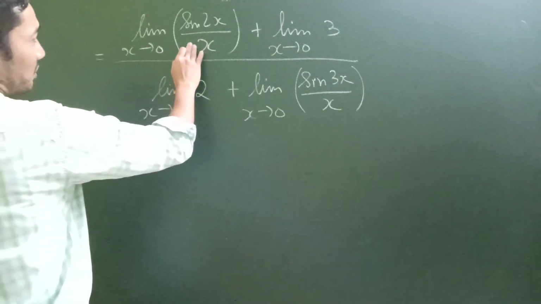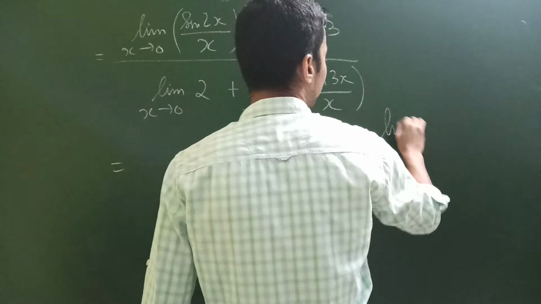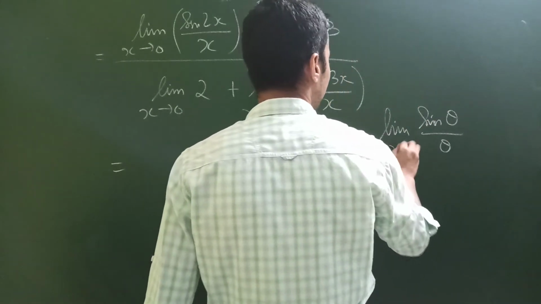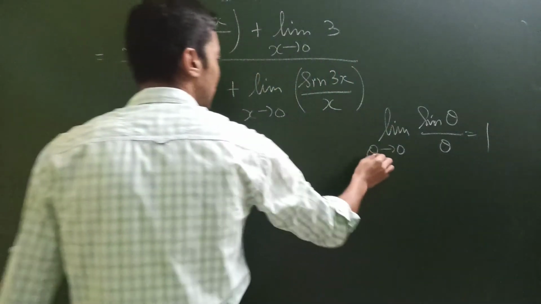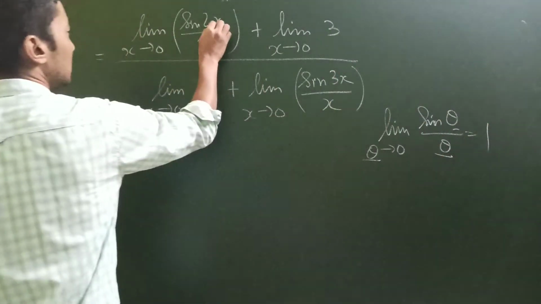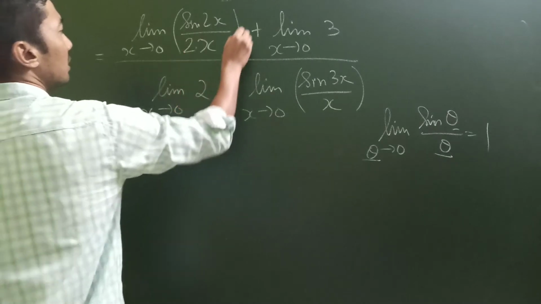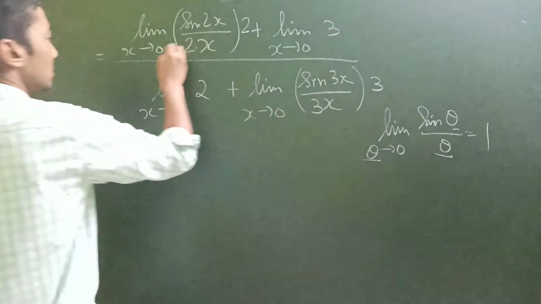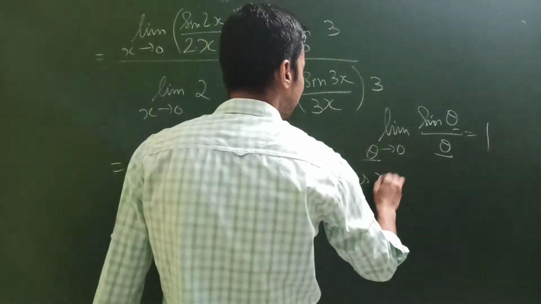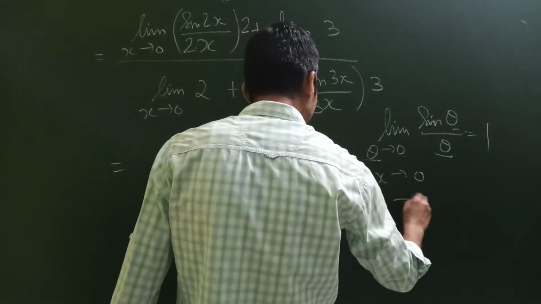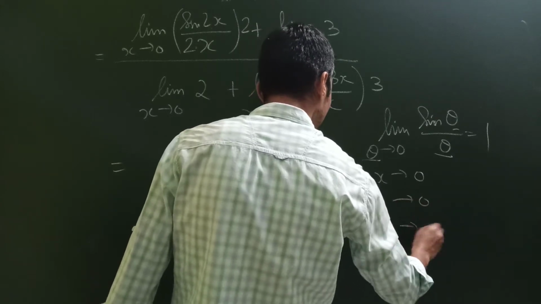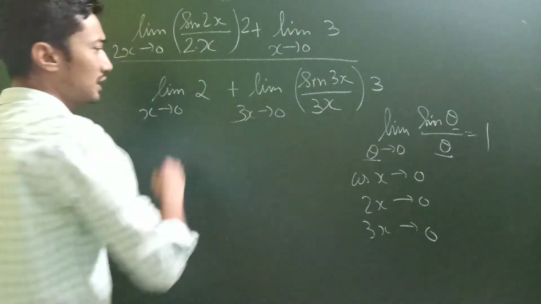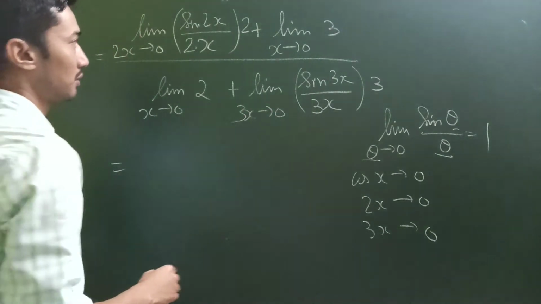So now here, we know there is one formula, that the limiting value of sine theta upon theta as theta tends to 0 is how much? 1. So these angles should be the same, theta, theta. So this is not the same, so maybe I'll just multiply by 2 and divide by 2. Here I'll multiply by 3 and divide by 3. So definitely we all know as x tends to 0, 2x tends to 0, 3x also tends to 0. So our angle here is 2x, so 2x tends to 0, 3x tends to 0. We can do that, no problem with that.